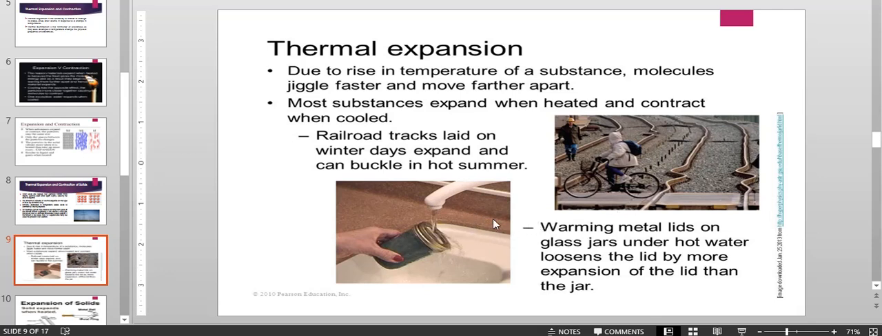This is another example of this phenomenon. Warming metal lids on glass jars under hot water loosens the lid because of more expansion of the lid than the jar.